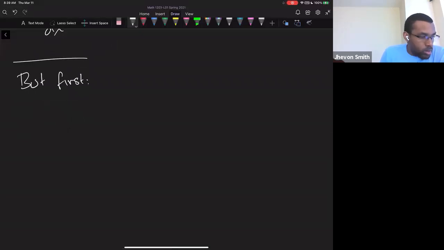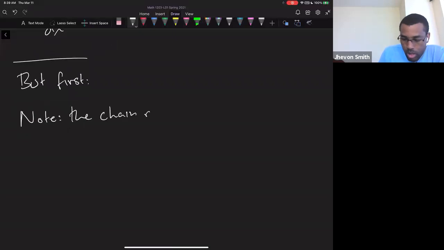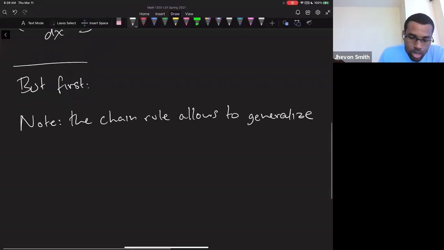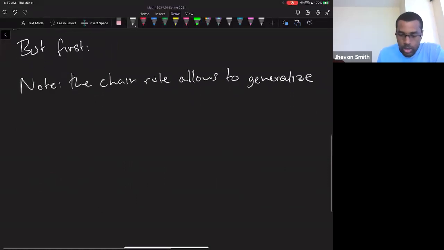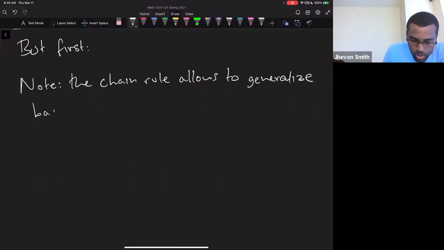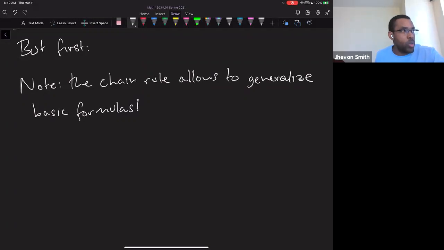But first, what do I want to say? Note, the chain rule allows us to generalize basic formulas. Remember, the chain rule basically tells you, when you have an inside function, how to deal with that: you differentiate the outside and then you multiply by the derivative of the inside.